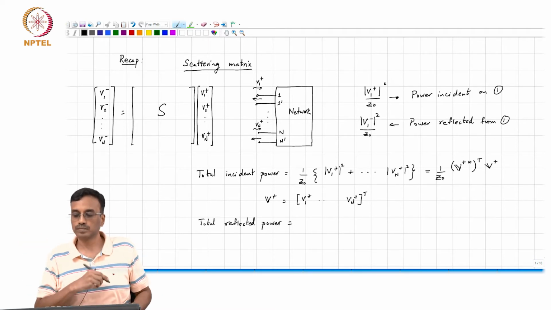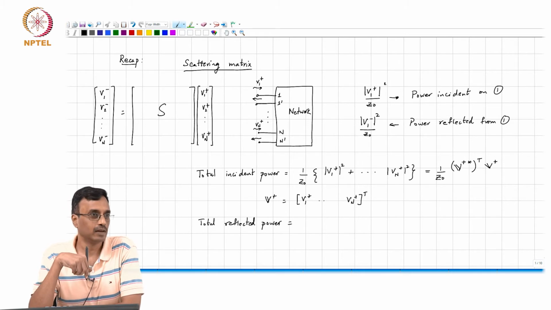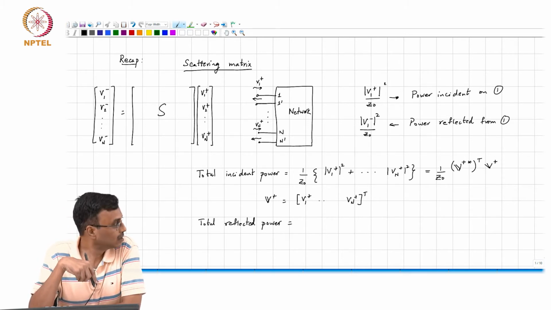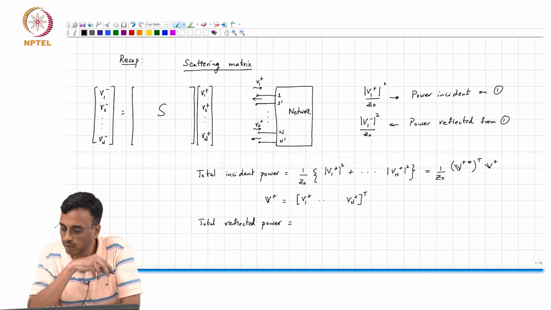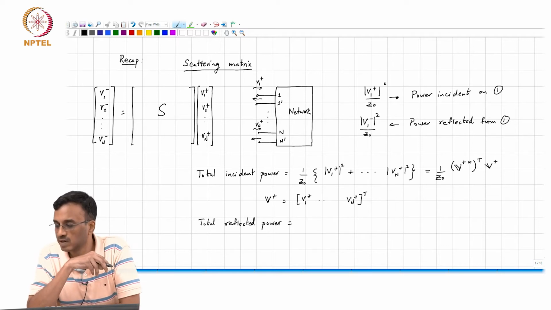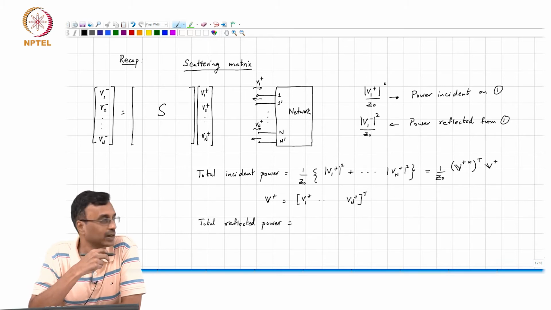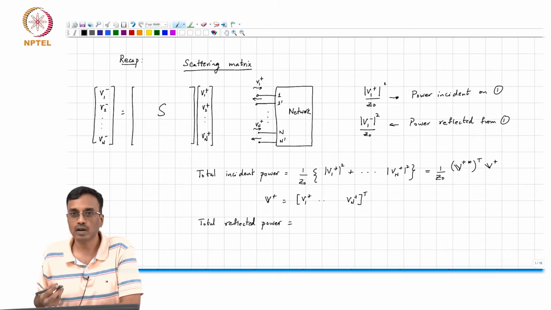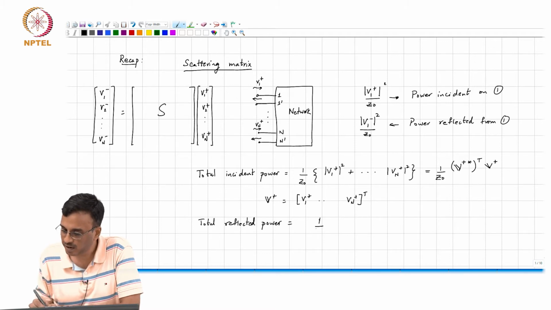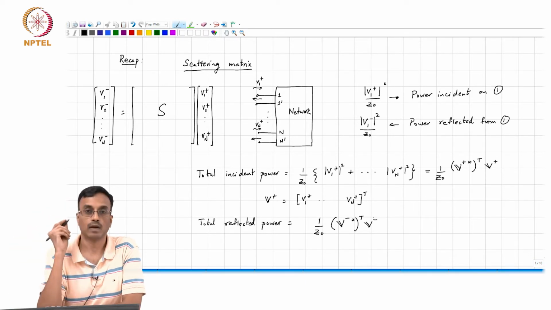Is what now? Well, if the input power is 1 over Z naught times V plus star transpose times the vector V plus, what will be the reflected power? Oh well, it does not require a genius to figure that out. That is basically V minus star transpose times V minus.